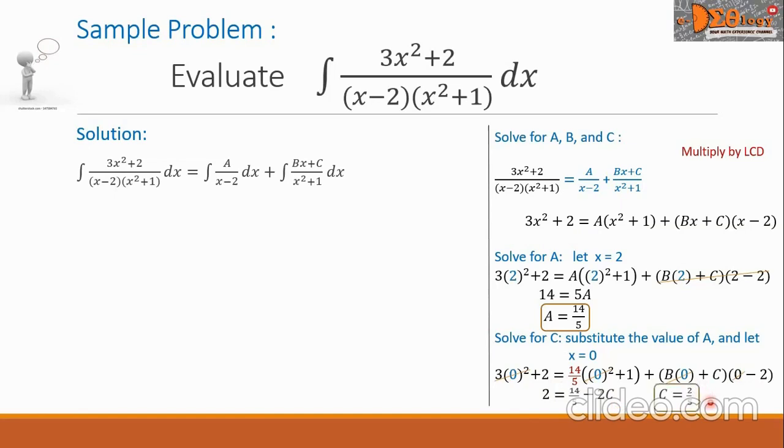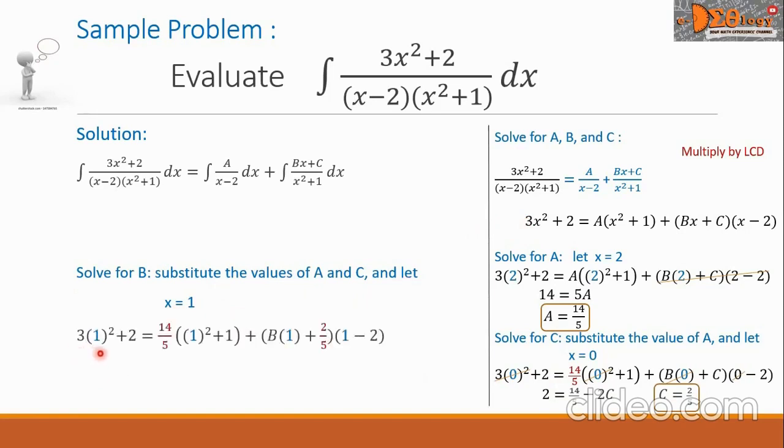So we now have two values, which are a and c. Let us solve for b. What we're going to do here is substitute the values of a and c in our working equation, and we let x equal 1. So we now have 3 times 1 squared plus 2 equals the value of a, 14 over 5, times 1 squared plus 1, plus the quantity b times 1, plus 2 over 5, which is the value of c, times the quantity 1 minus 2.